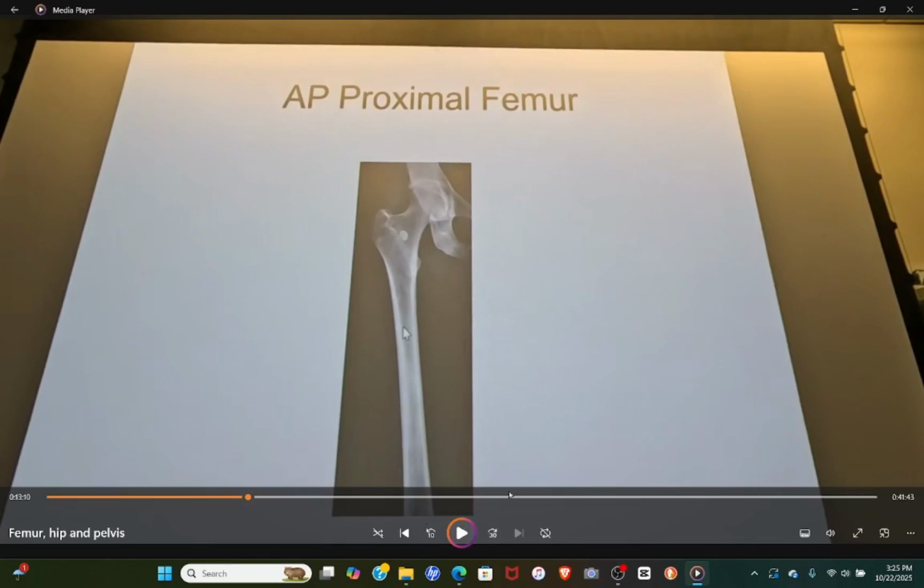So there's a good AP. You see the femoral neck without that foreshortening. You can see a little bit of the lesser trochanter, and you can see a good greater trochanter. So what we've got here is what we refer to as the intertrochanteric line. And that's the most common place for a hip fracture. So even though it's a femoral fracture, we refer to it as a hip fracture.